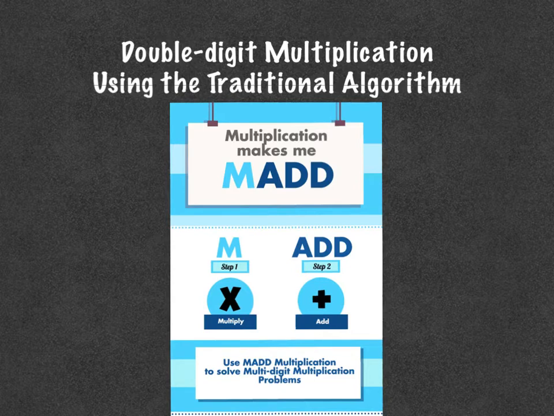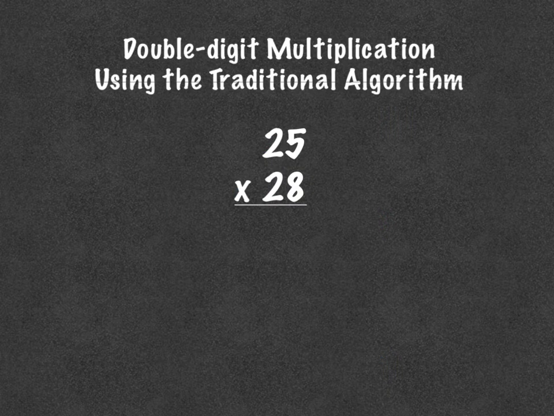Anyway, the way that I talk about the traditional algorithm is that the phrase "multiplication makes me mad." The M is for multiply, and the add at the end is to add. So as we're doing this, we're going to multiply first, and then we're going to add up our stuff at the end, okay? And that's how we're going to get our answer. So at the end of it, you'll hear me say "multiplication makes me mad," and that'll remind us to add.